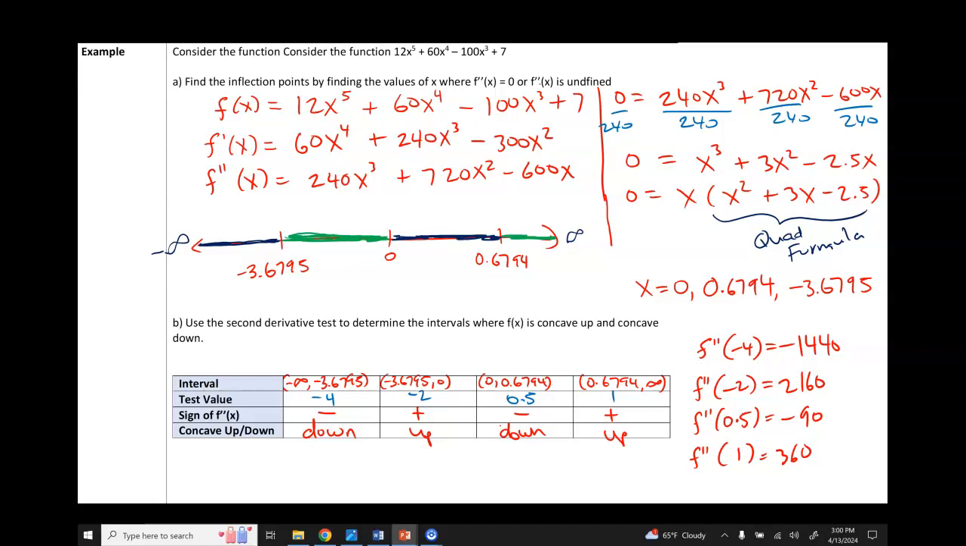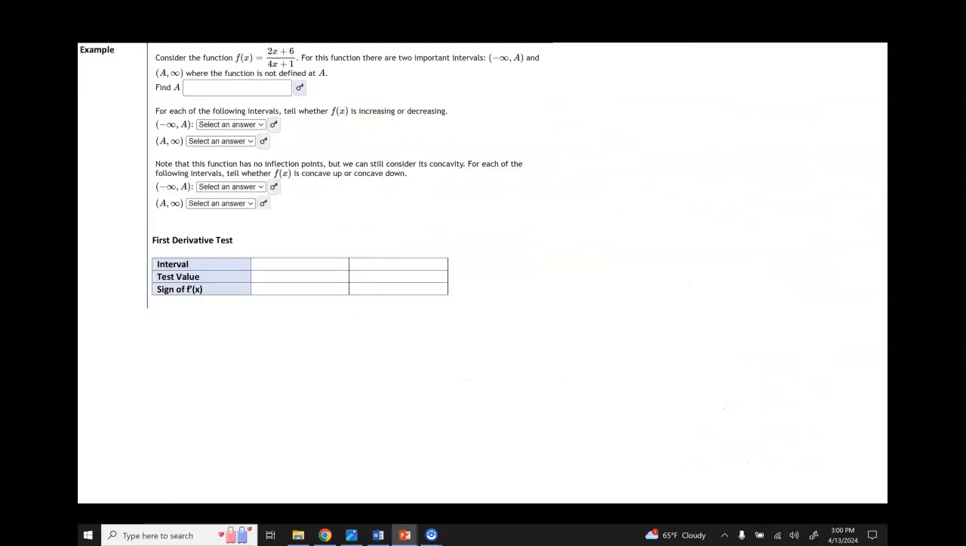Okay, next example. We have our function 2x plus 6 over 4x plus 1. And let's just take these one by one. So the first part says, consider this function. For this function, there are two important intervals, negative infinity comma a and a comma infinity, where the function is not defined at a. So we want to figure out where this function is undefined. And this function is going to be undefined where the denominator is equal to 0. So if I set the denominator 4x plus 1 equal to 0, I get x equals negative 1/4. That is where it's undefined.